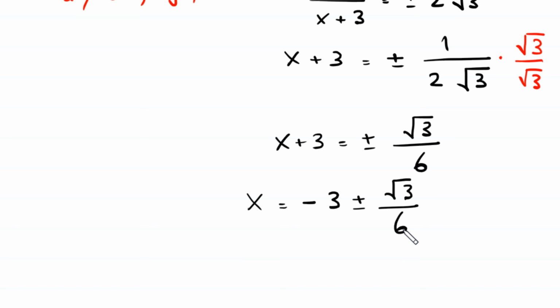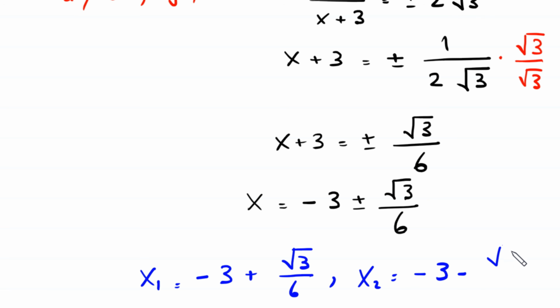It means we get two solutions for this equation. x1 is equal to (negative 3 plus root 3) over 6, and second is (negative 3 minus root 3) divided by 6. These are the two solutions for this equation.